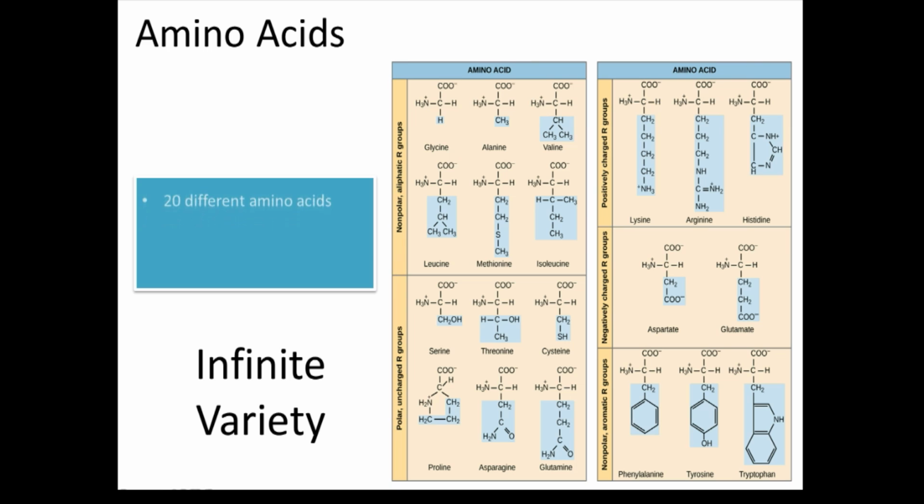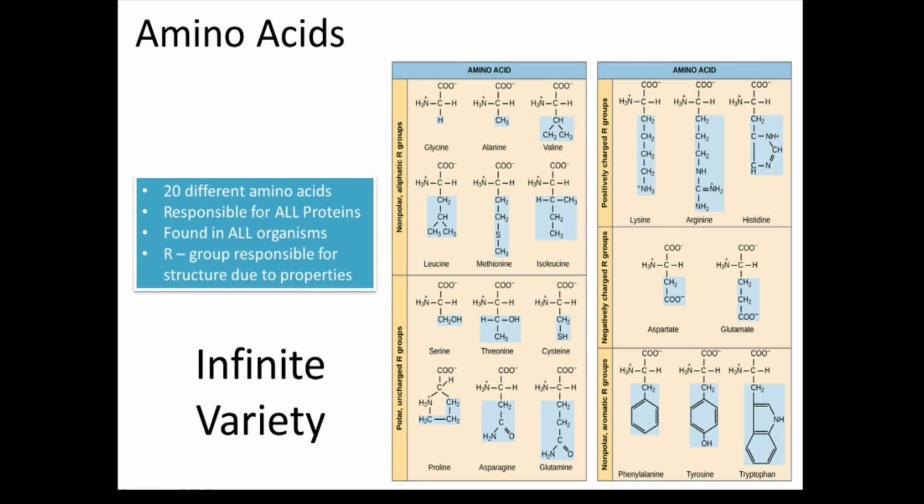There are 20 different amino acids. The R groups are highlighted in blue. These 20 amino acids are responsible for all the proteins and all their different structures. These 20 amino acids are found in all organisms, and it's the R groups that are responsible for the protein structure, and it's due to their properties.